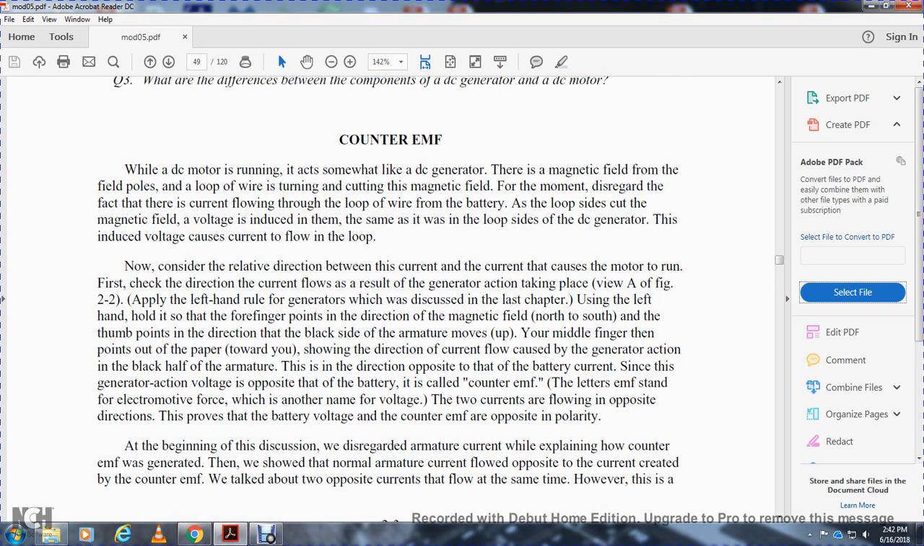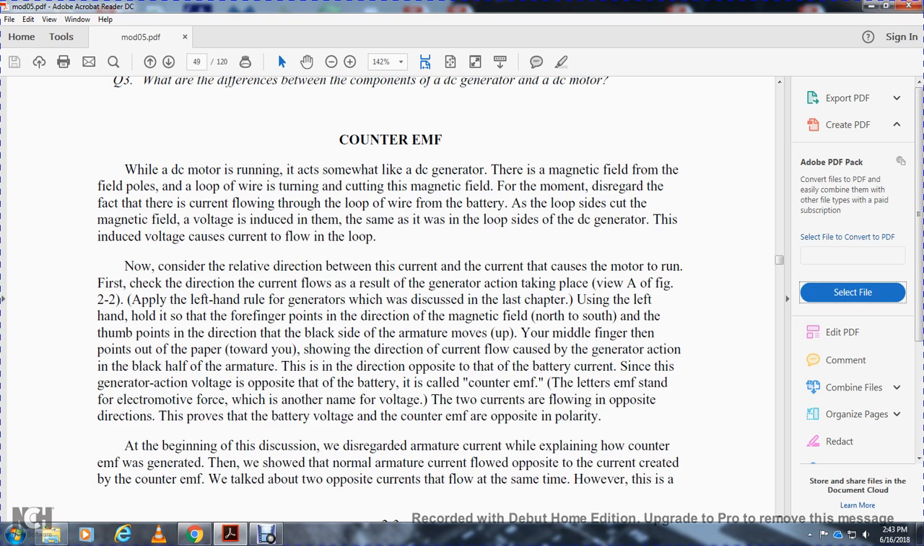Now consider the relative direction between this current and the current that causes the motor to run. For this, check the direction of the current flow that results from the generator action taking place. In view A, figure 2.2, apply the left-hand rule for generators, to be discussed later in this chapter. Usually the left hand holds its forefinger pointed in the direction of the magnetic field, north to south, and the thumb points in the direction the black side of the armature moves, up. The middle finger points out of the paper towards you, showing the direction of the current flow caused by the generator action. The black half of the armature current is in the direction opposite to the battery current.